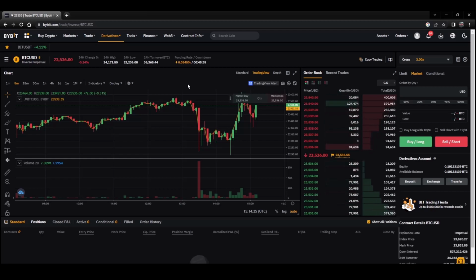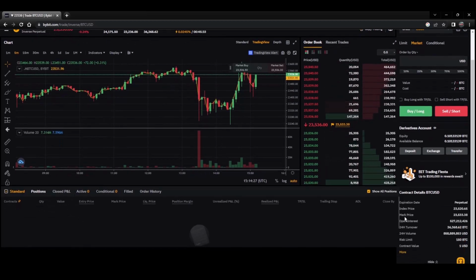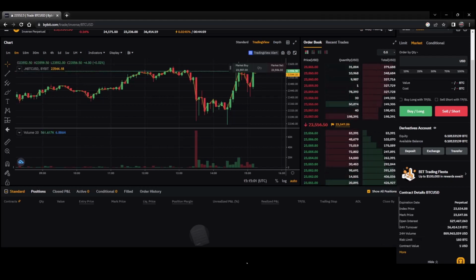Then I'm going to go down and have a look at the open interest. Here's the open interest for the day. It's 527,229,314. And really that's a relative figure. You've got to look at it every day and see when that is going up or down. The 24-hour volume is 859 million USD, and a high number in a big bull market on this particular platform would be 3 billion or so.